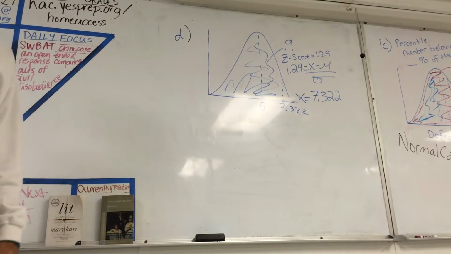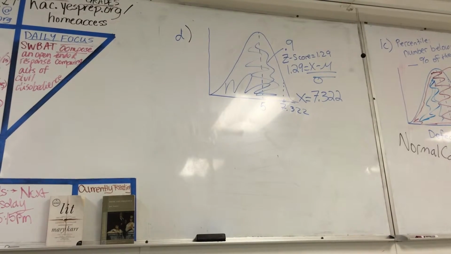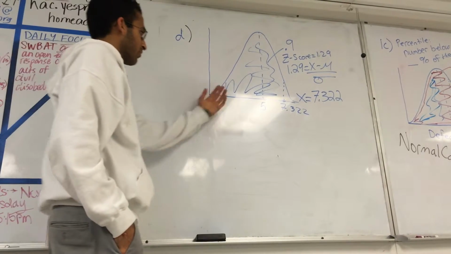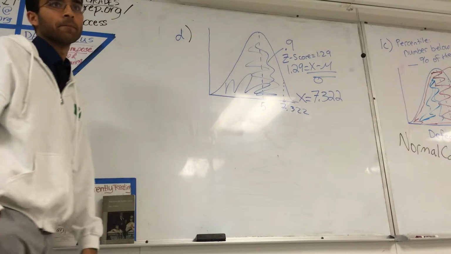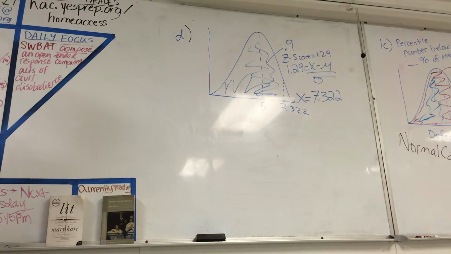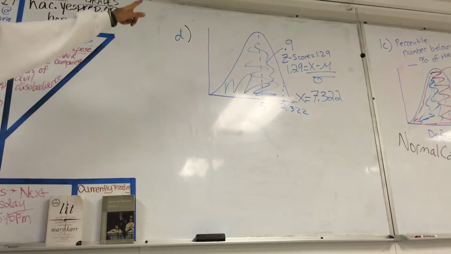What's your question? Okay, so for E, when it says the middle 90%, would that be the middle of 10%? So 5% are back here, 5% are back there. So 10 in total. 5 above, 5 below. Yep. Yeah. All right, so here we go.